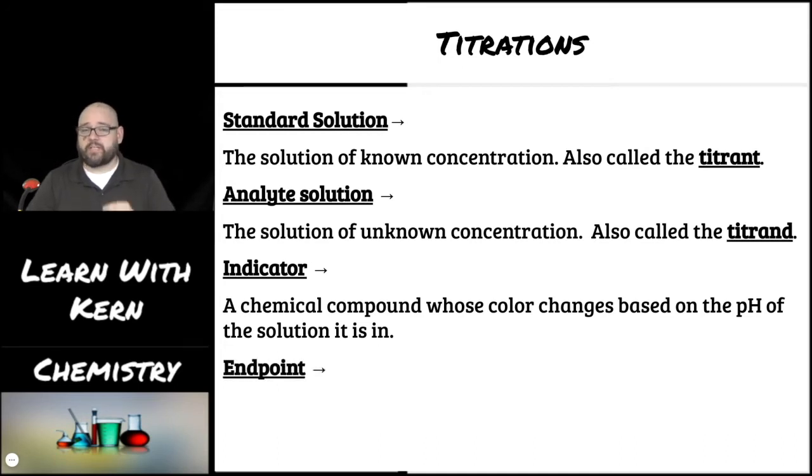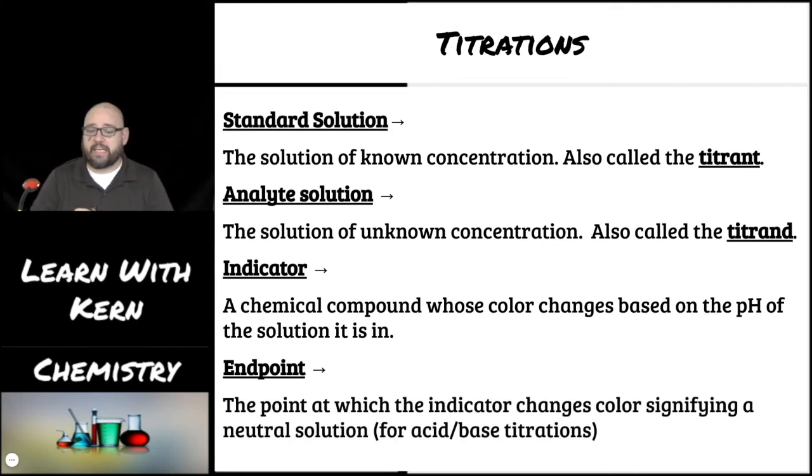The end point is what we're looking for in a titration, and the end point is the point at which the indicator changes color, signifying a neutral solution. It's also called the equivalence point. If you actually get the right indicator, your equivalence point is the point where the hydrogen and hydroxide ions exactly equal and is a purely neutral substance. The end point is the point that your indicator changes color, and we call it the end point because that's when our titration stops.